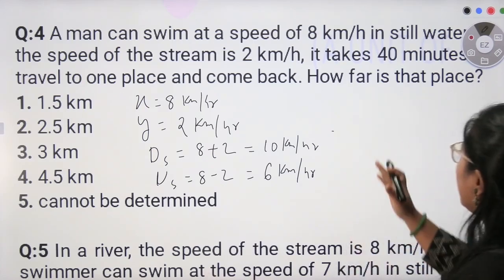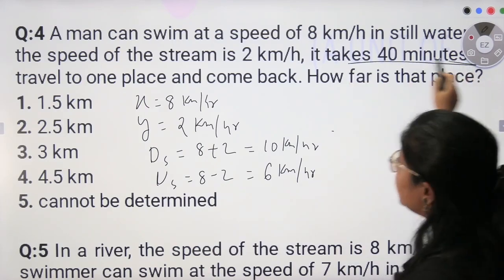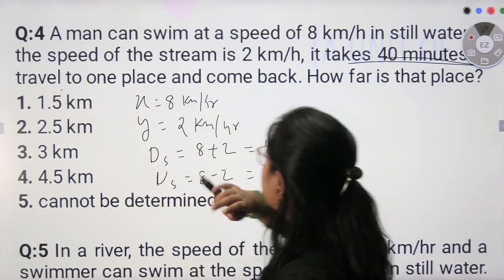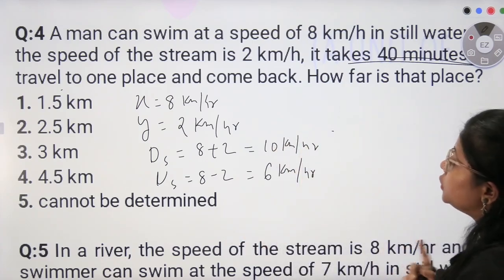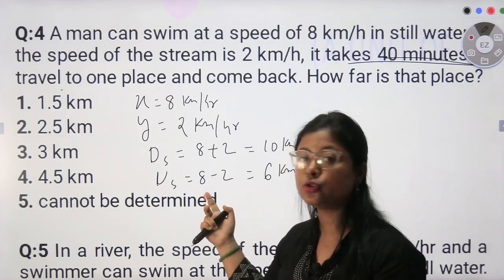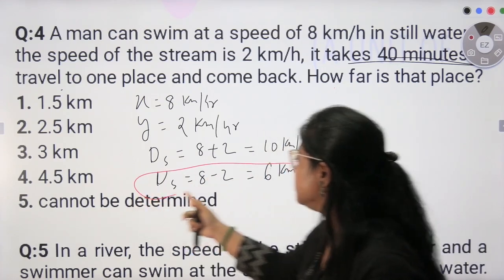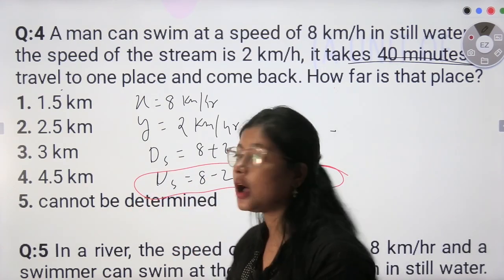So from here you are asked to find how far is that place, and you are given that it takes 40 minutes to travel to one place and come back. So that means you will take what? Longer time to travel upstream speed. Okay, so you will take longer time while moving with upstream speed.